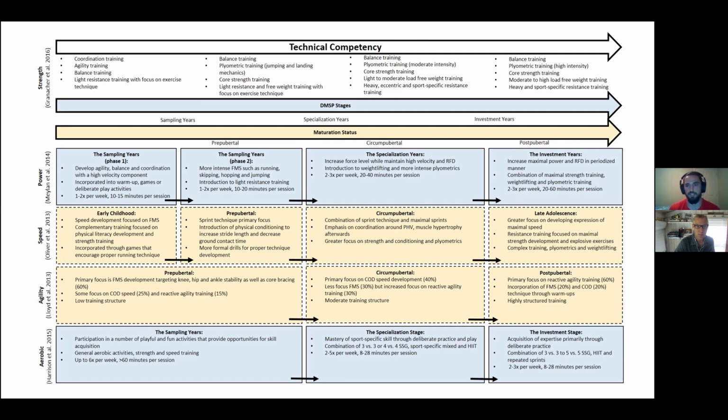With agility, you do more reactive training later on when they have a better strength base or better change of direction mechanics. Then you can start to increase the intensity or the complexity through reacting to a stimulus and things like that. And same with aerobic.